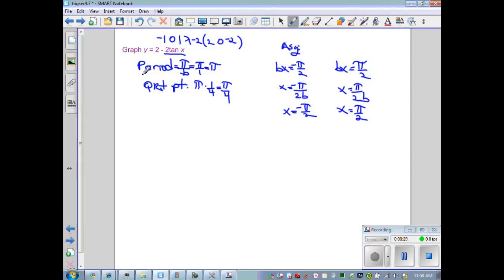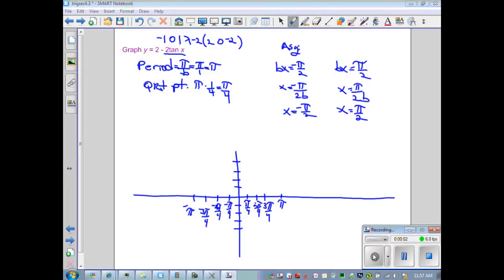Here, my period is going to be pi over b, and my b is 1, so it's just pi. My quarter point is pi times 1/4, which is pi over 4. My asymptote, as usual, bx equals -pi over 2, or x equals -pi over 2b. Substituting in for b, I get -pi over 2. Similarly, with the other asymptote, I'm going to get pi over 2. All I need to do now is graph.